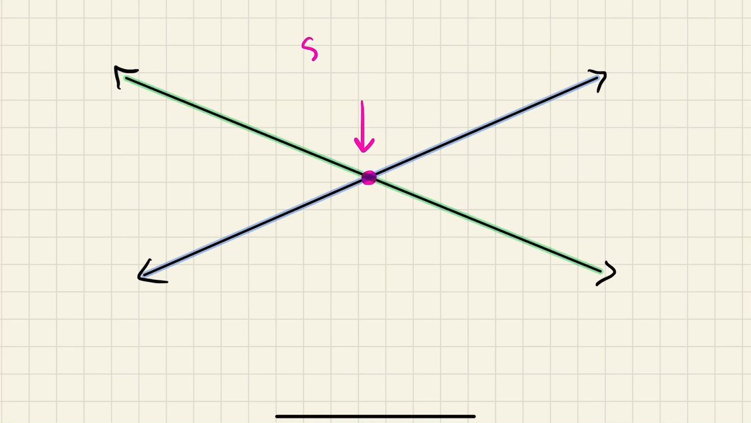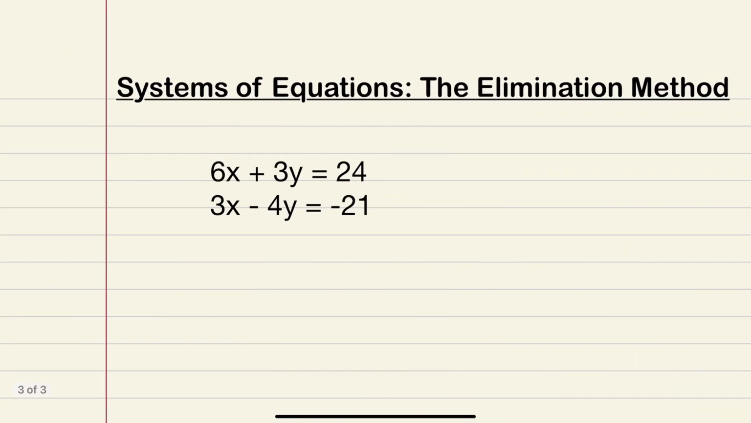This is the solution. And because it is a coordinate point, it should have an x value and a y value associated with it, right? Coordinate points have x's and y's to represent the location. So now that we've got a visual and we can see that it's a point, it's where two lines cross, let's take a look at the algebraic examples.